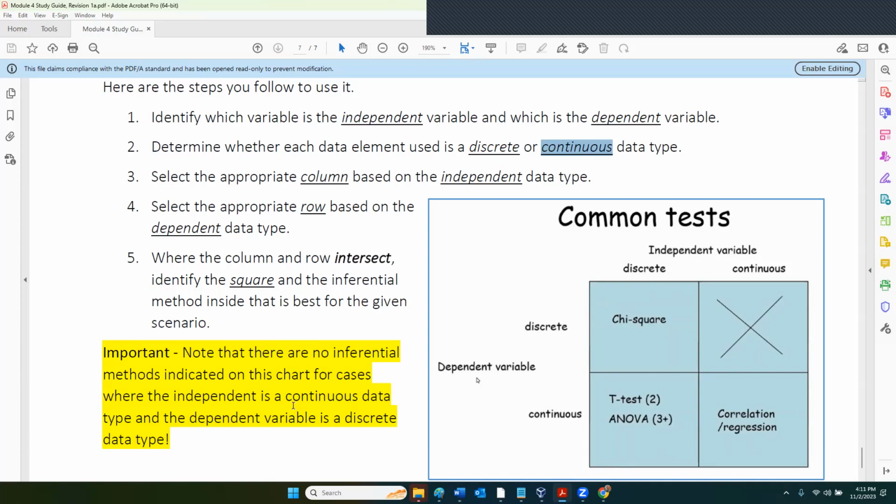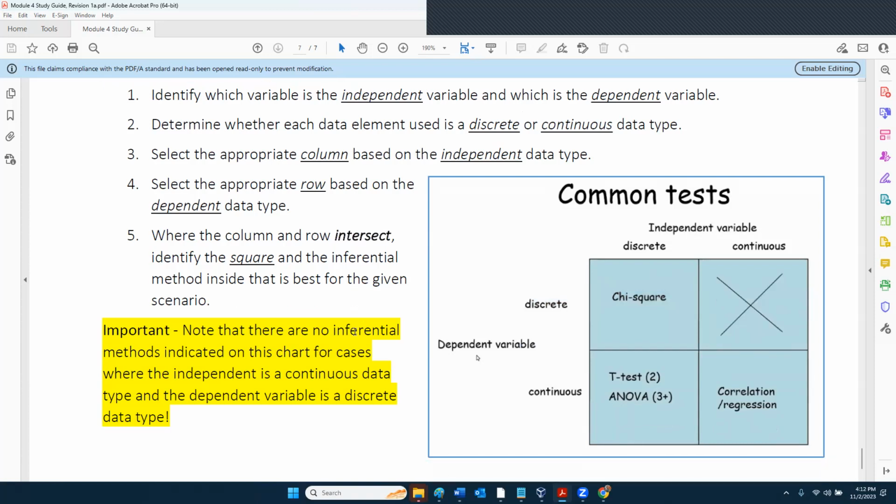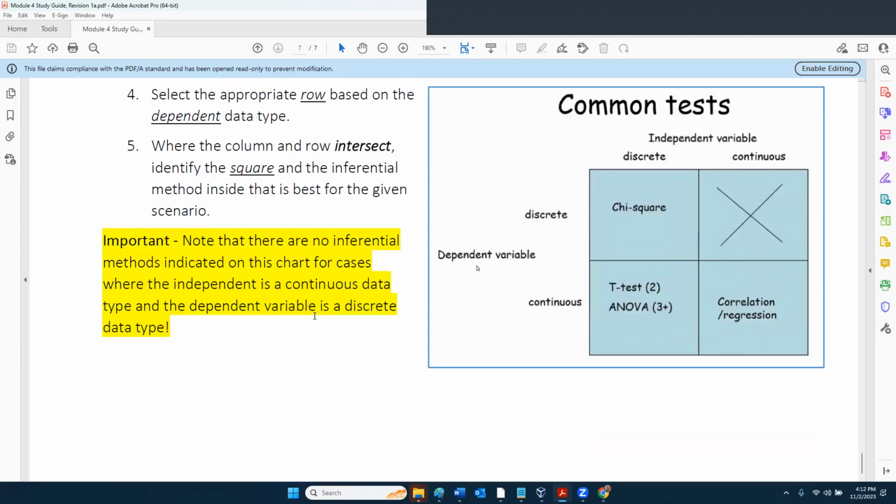The only scenario we can't use the chart to select an inferential statistical method for is a case where the independent variable is continuous and the dependent variable is discrete, because it doesn't work. It has to do with the types of numerical analysis methods that you would apply in this case. Any questions about what we've shared here?